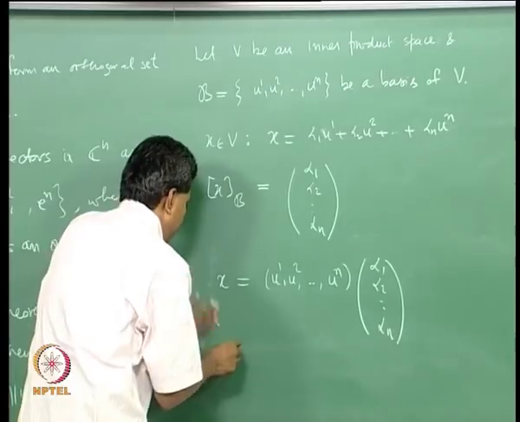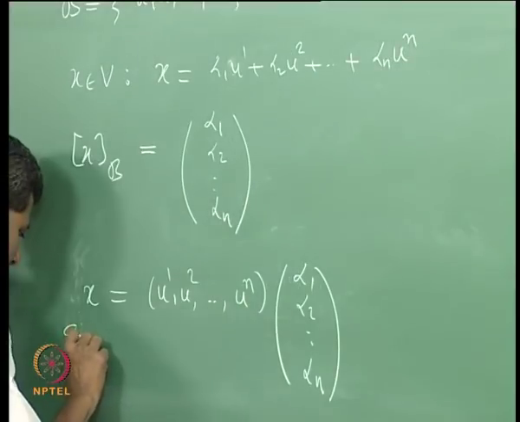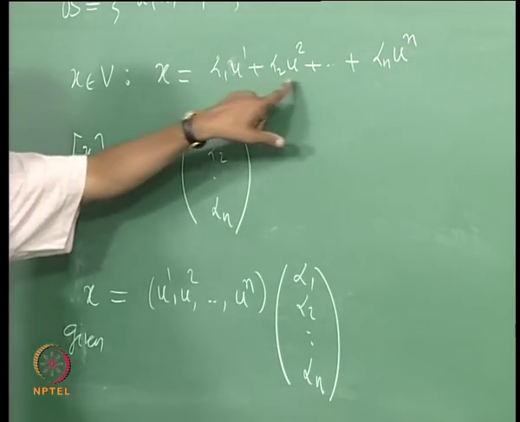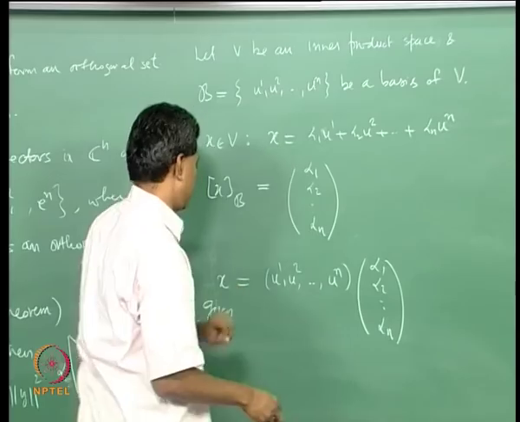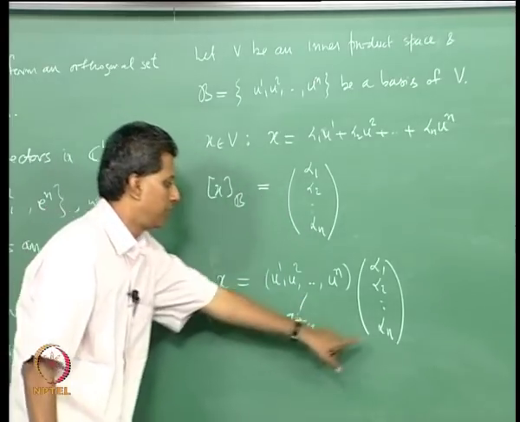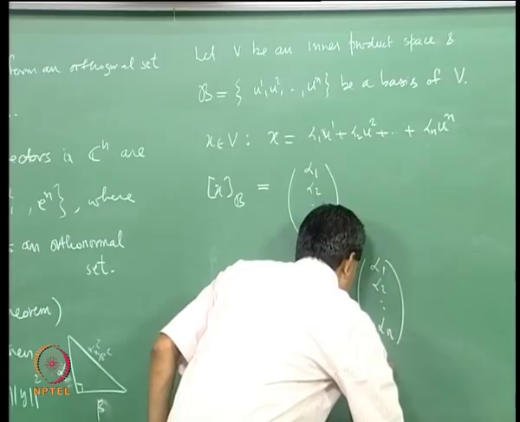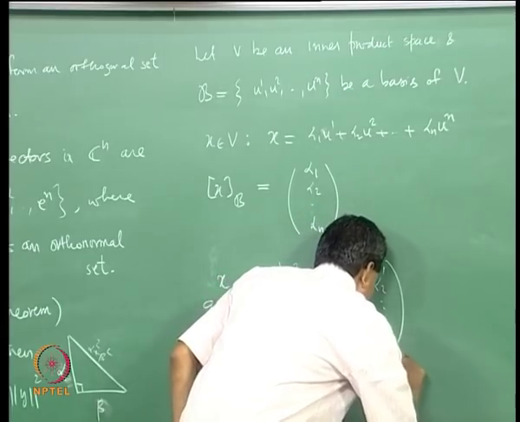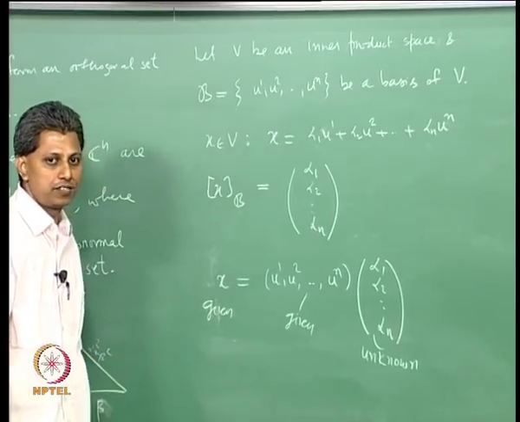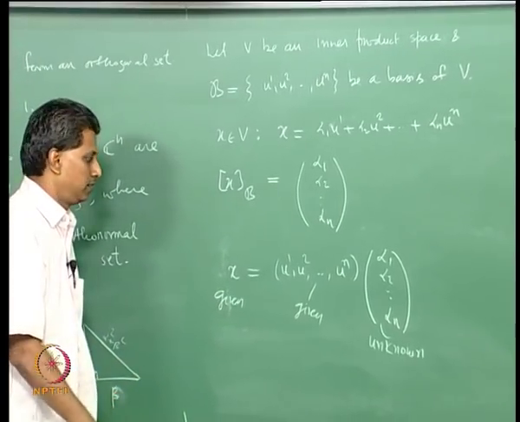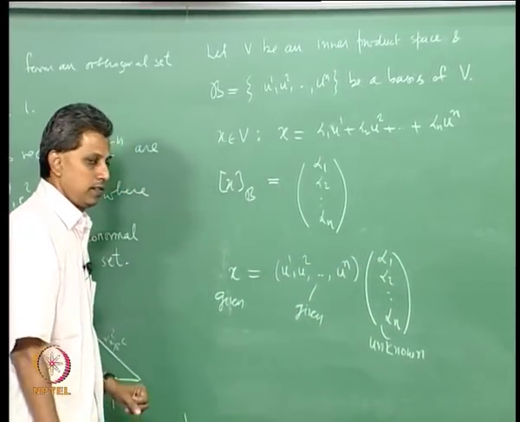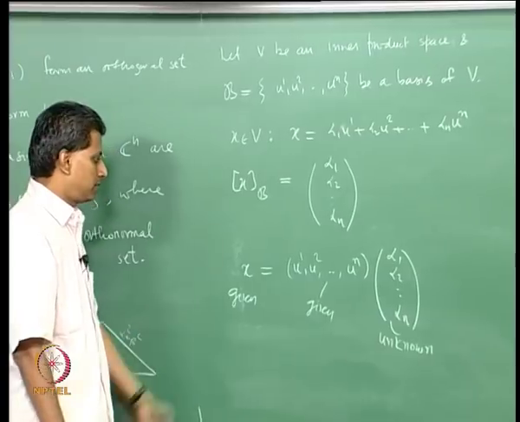This left hand side is given, I know what x is, I want to determine the numbers alpha 1, the coefficients of x relative to this basis. I know what this is, this is also given, the basis is of course given, I need to determine this, this is unknown. So this is essentially solving a linear system of equations. So you need to do elementary row operations and then determine the unknowns from the system of equations, okay. We know that takes a little effort.